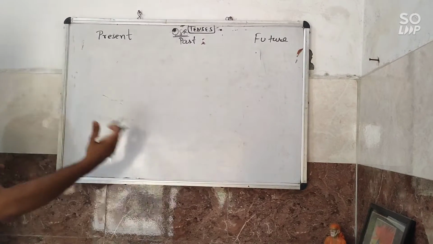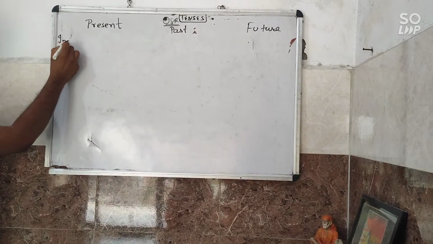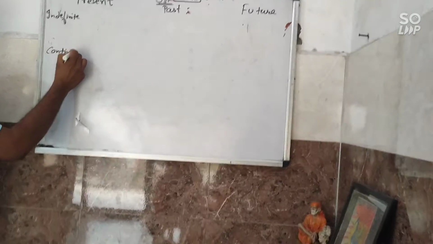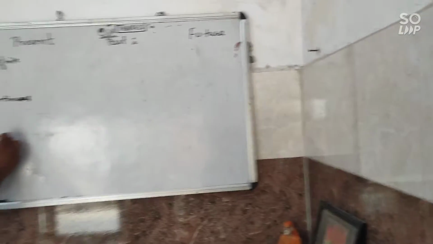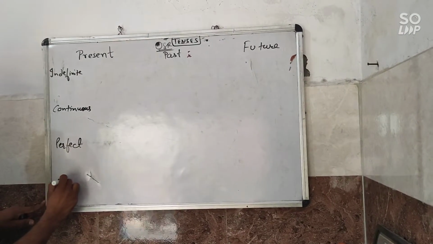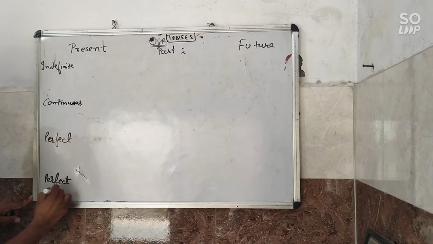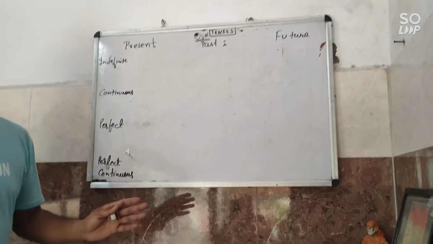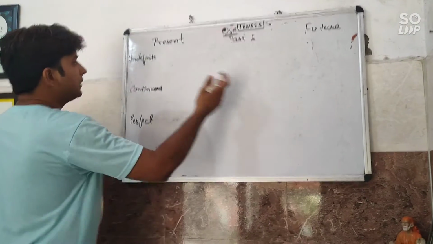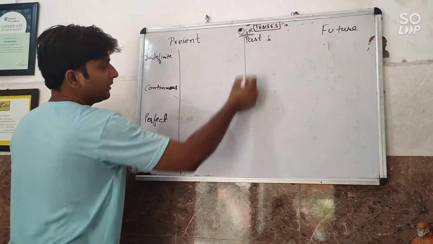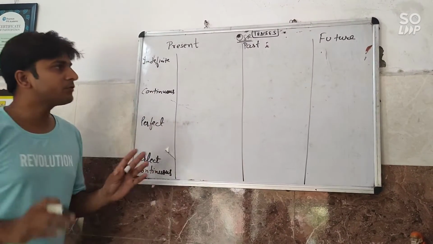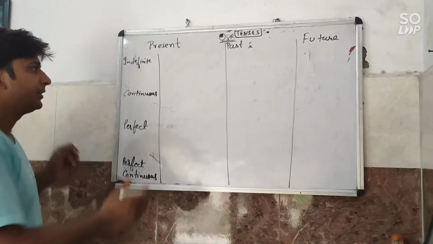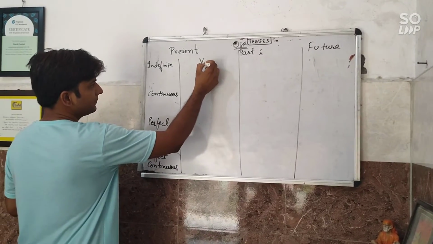And what are the types? There are four types: indefinite, continuous, perfect, perfect continuous. Very good. So there are four subcategories. Now, what we have to learn with me, okay? First of all, we will learn forms of verbs in every tense. Fine? Let us learn the forms of verbs.